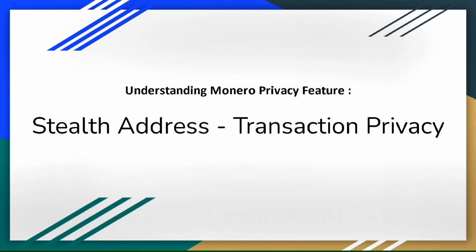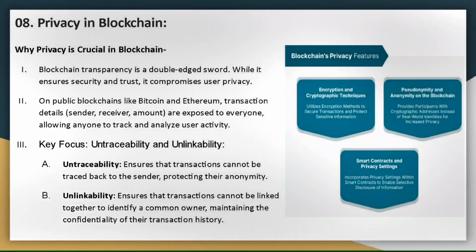There are three concepts Monero has: ring CT, ring signature, and stealth address. Ring CT is used to hide the actual amount that is being sent over the network in the transaction, ring signature is used to hide the sender, and in stealth address, we try to hide the receiver. How this is done, we will see.